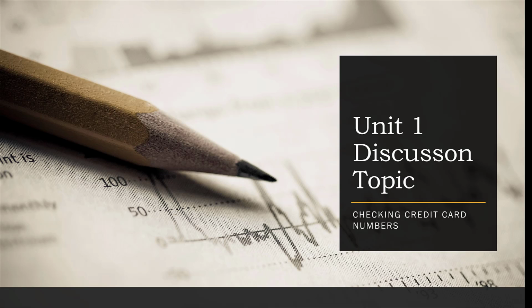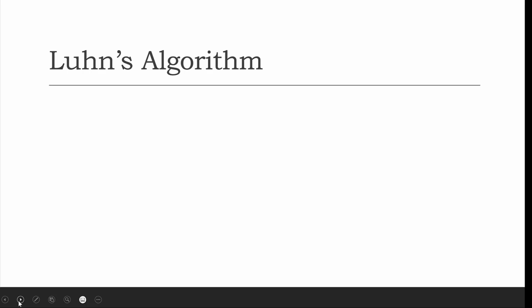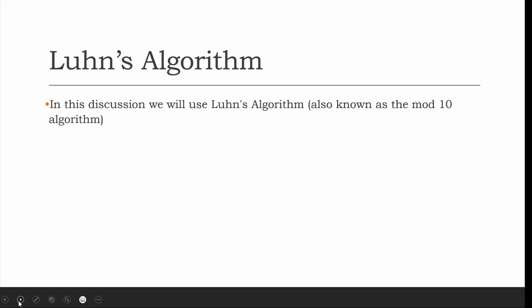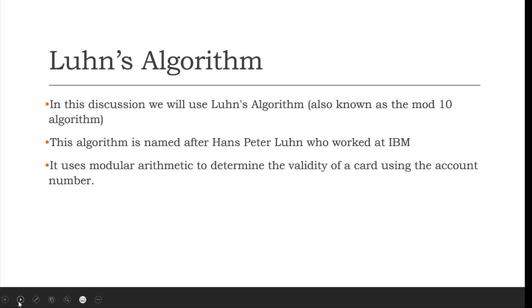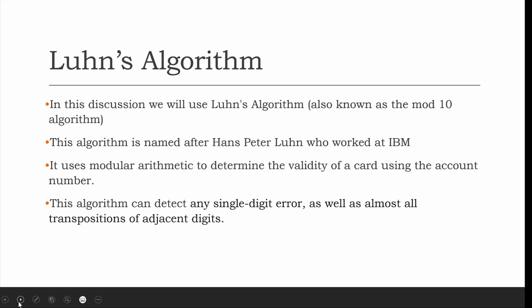In this short video, we'll go over the Unit 1 discussion topic and how to check credit card numbers. We're going to use Luhn's algorithm, also known as the Mod 10 algorithm. This algorithm was named after Hans Peter Luhn, who worked at IBM. It uses modular arithmetic to determine the validity of a credit card number, and it can detect any single-digit error as well as almost all transpositions of adjacent digits, meaning if you had a 3-4 in your credit card number and you transposed it to 4-3 when you were entering it online, for instance.